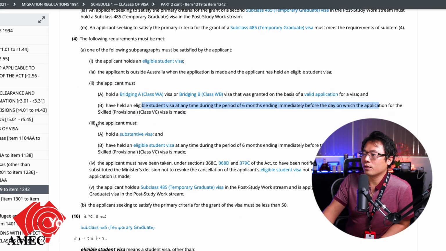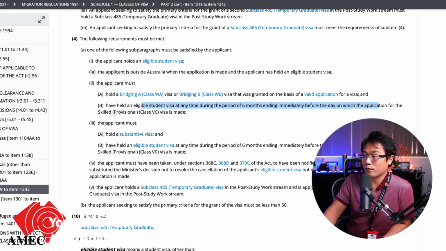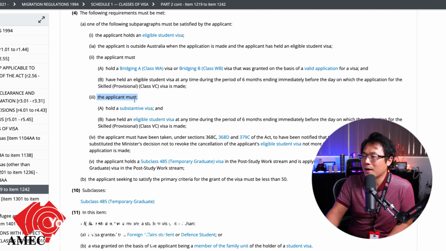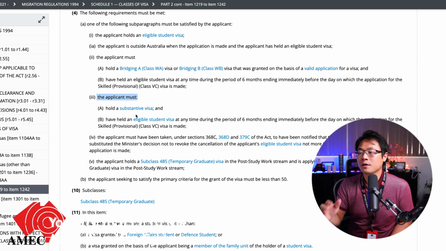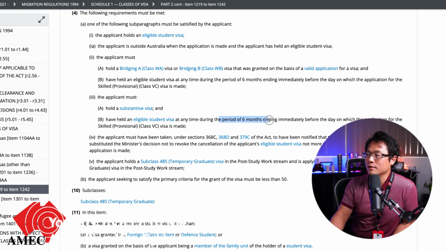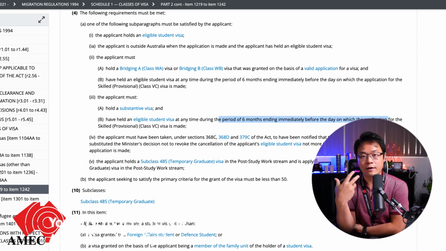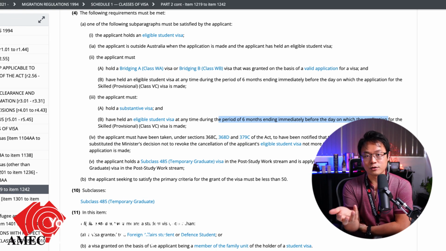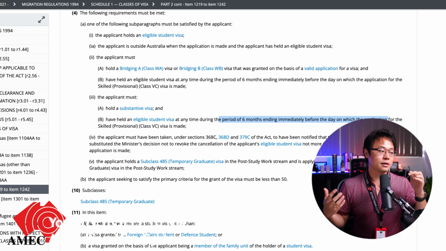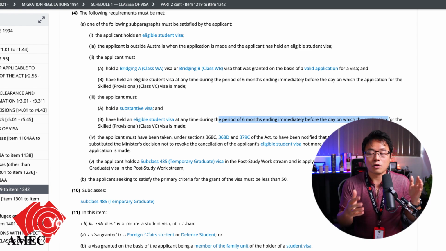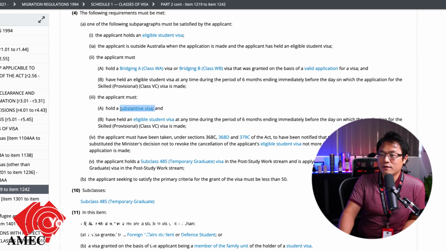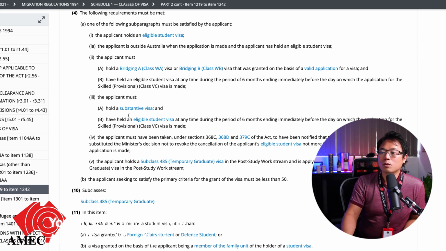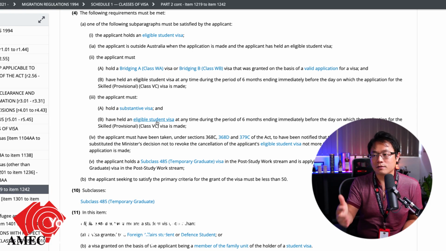Okay, and number 1A, 2, and 3. You can see how the law has evolved and changed many times. The applicant must hold a substantive visa, that means any visa, and have held an eligible student visa at any time in the 6 months period immediately before. So going back to the scenario I've just described, you graduated, but your student visa almost expired. You lodge a visitor visa for graduation purposes, and the visitor visa is granted very soon, within a week. So obviously you then hold a substantive visa, and at the lodgement of your 485 visa, counting 6 months backwards, you were an eligible student visa holder. So that is fine as well.